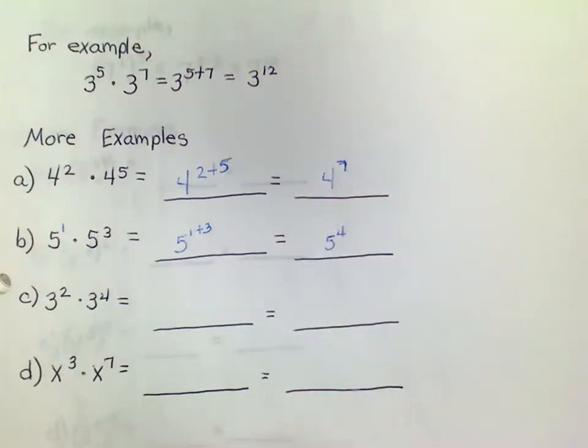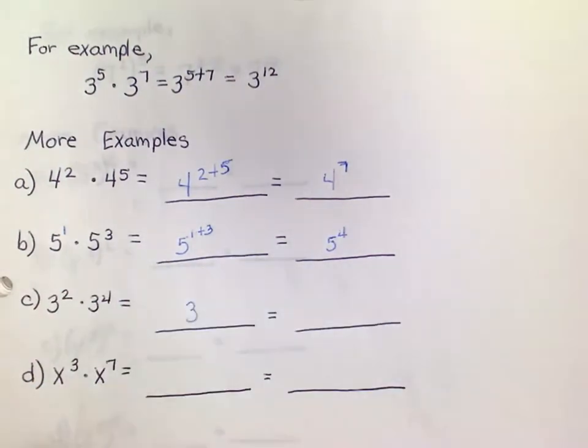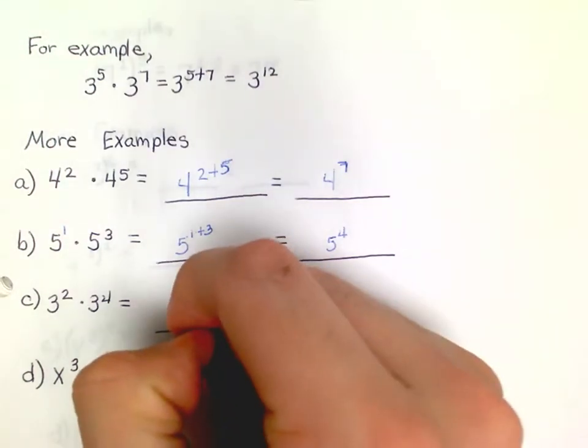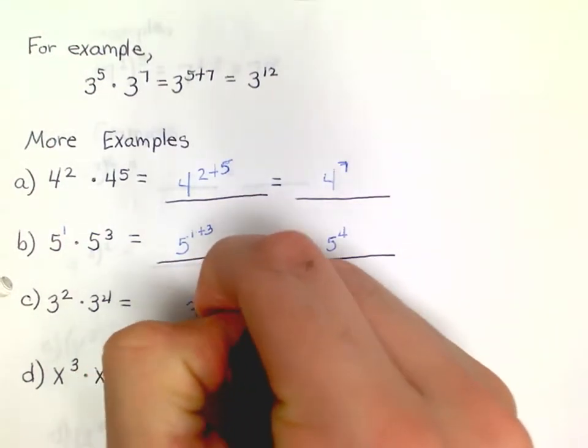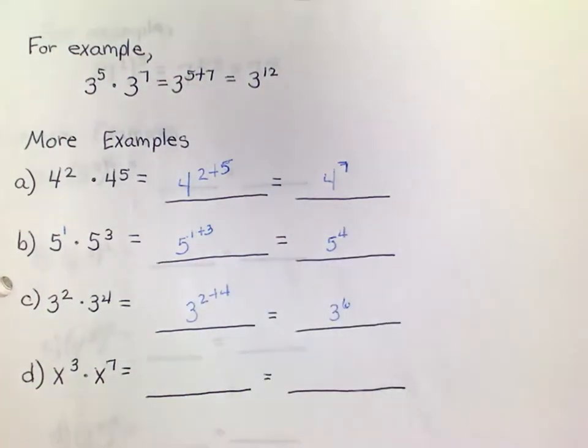Okay, if we look at this next one, we're doing the same thing. We have the same base, so we write that base. We have a 2 and a 4. So if we rewrite that, 2 plus 4, or 3 to the 6th power.